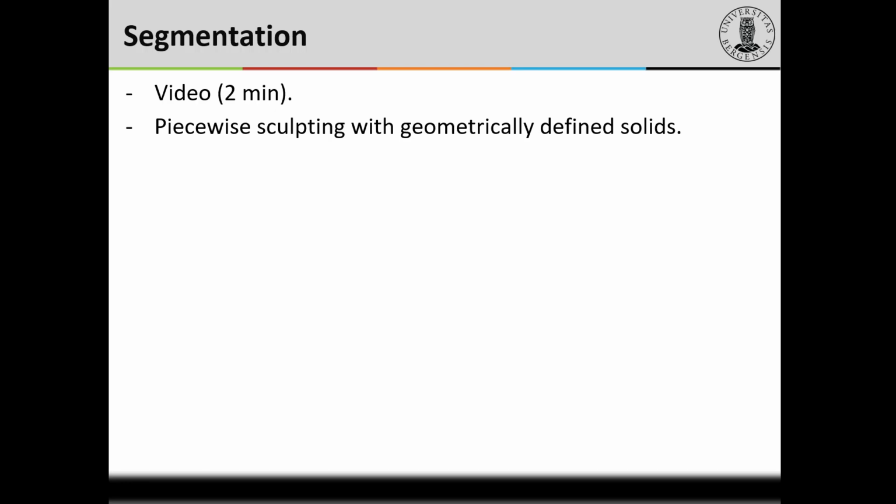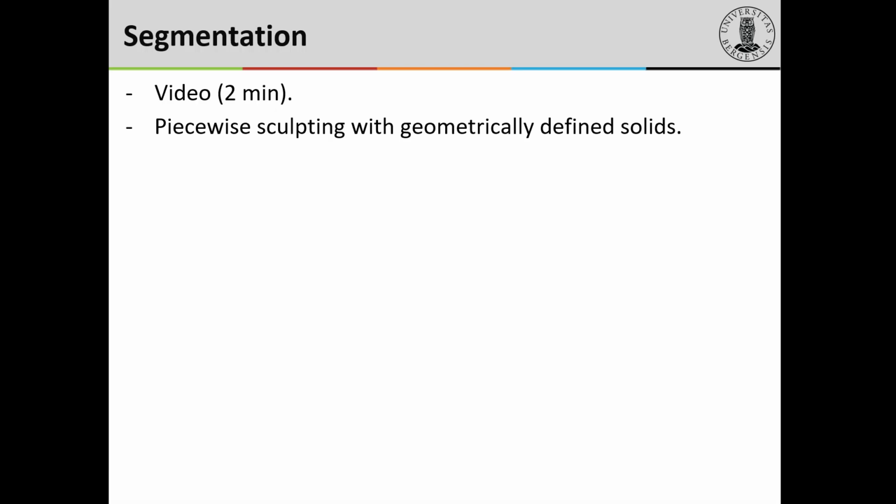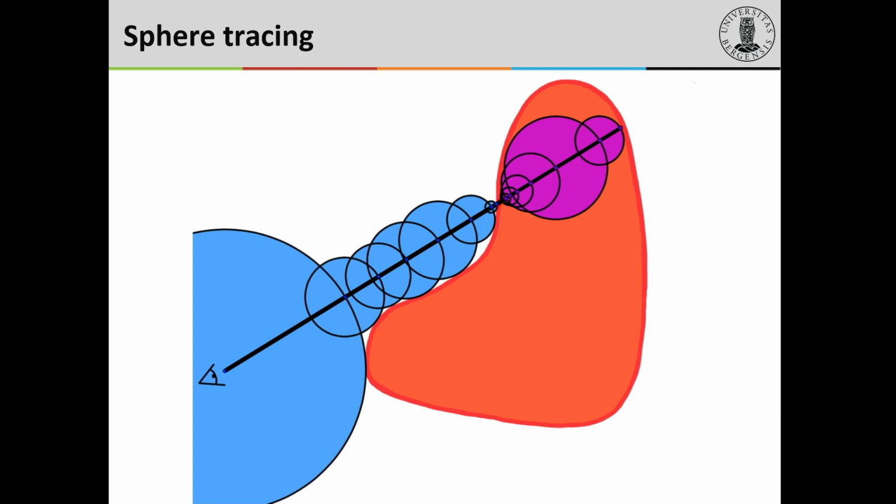So that's what I call piecewise sculpting using geometrically defined solids. To make this possible, I'm using sphere tracing. In sphere tracing, you will have your defined sculpt, and it's an iterative approach. You need to query your sculpt for the nearest surface and step along your viewing ray to get to the intersection. This intersection point you will find iteratively.